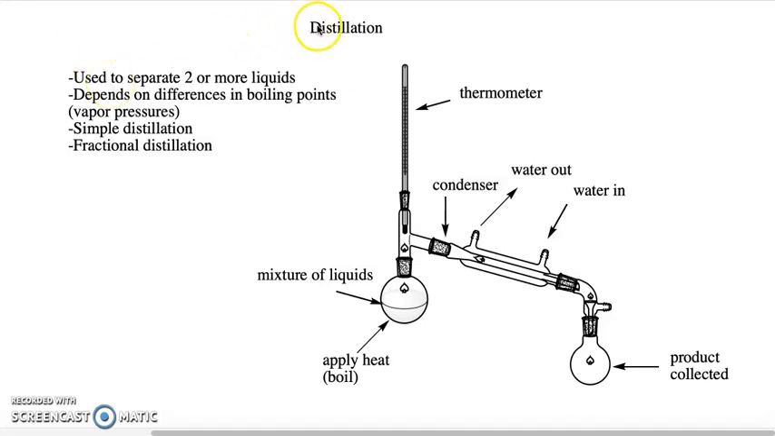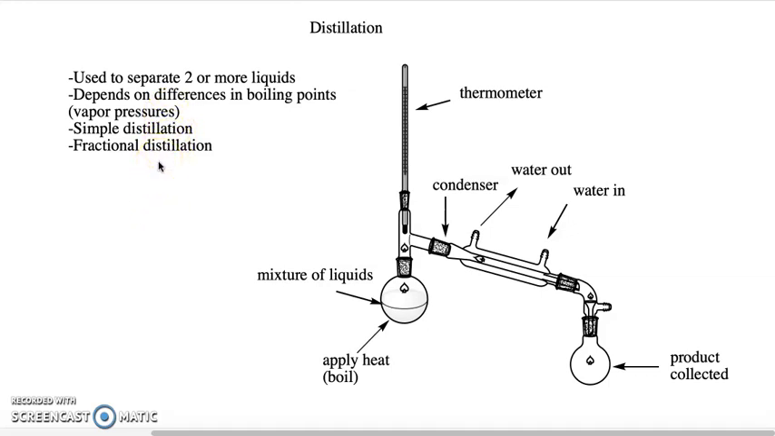I want to talk today about distillation. Distillation is a technique that's used to separate two or more liquids. A lot of times we say it depends on differences in boiling points, but it's really more accurate to say it depends on differences in vapor pressure of the liquids. We're going to talk about two different kinds of distillation, a simple distillation and a fractional distillation.